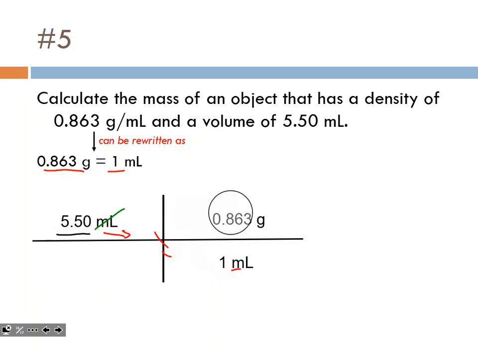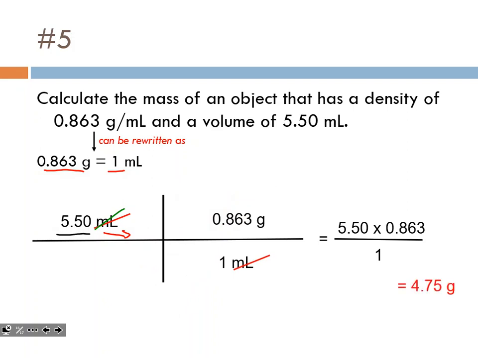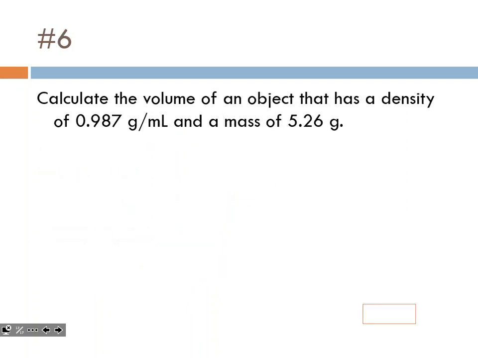Okay? So I'll erase this so you can see the typed version. And the final answer after canceling, 5.50 times 8.863 over 1. That ends up giving you 4.75 grams. That's one version of this type of problem. Let's look at the next version. We're almost done. Okay?